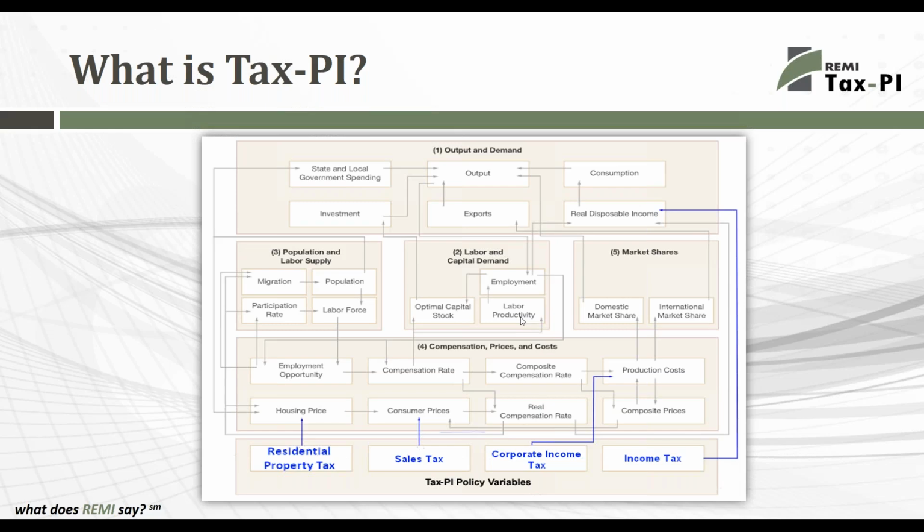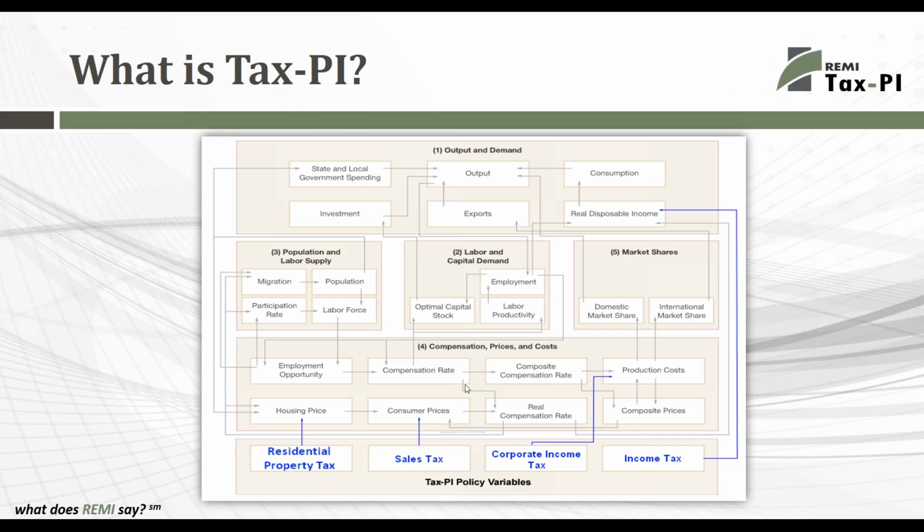And third, population and labor supply. Of course, there's population. You could talk about participation rate or labor force, but interestingly, we have this migration element in it. So that's why we could have this dynamic impact using our models. And then the fourth building block is compensation, prices and costs, and lastly, market shares.